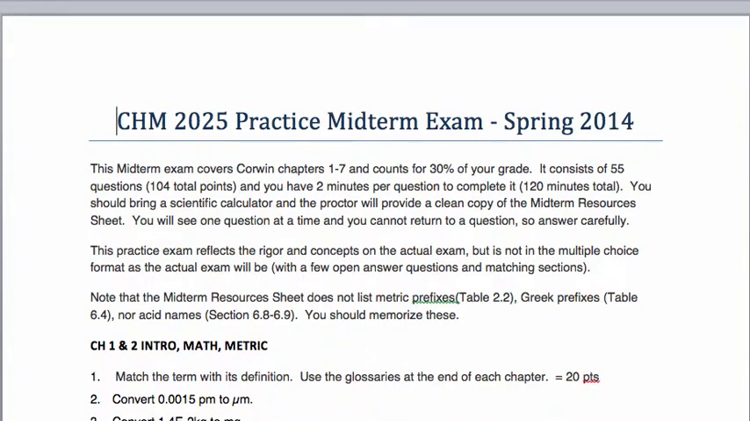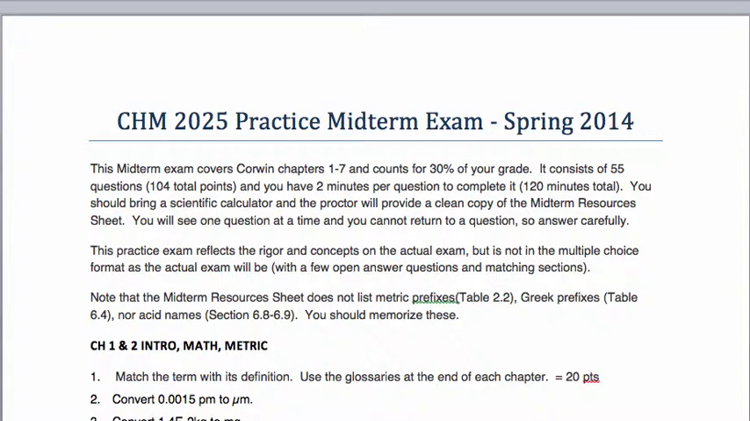In preparation for the Chem 2025 midterm exam, I created a practice exam. It's not in exactly the same format as the actual. It is definitely tracking the concepts and the rigor of the actual, but it is not in multiple choice format. So in that sense, the actual exam will be easier than this one.